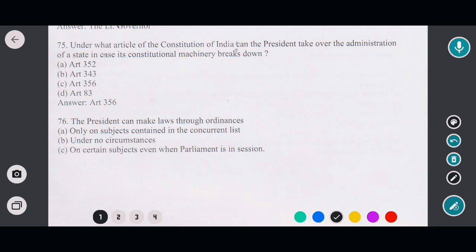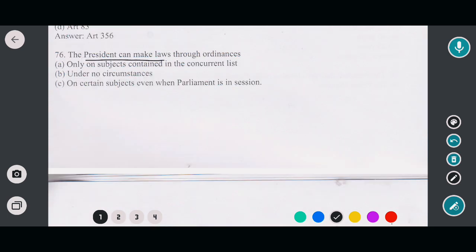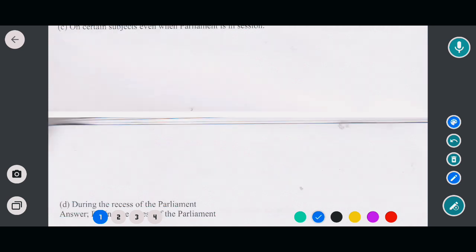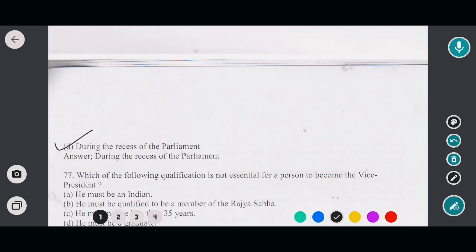Next question is, the president can make laws through ordinances. Options are only on subjects contained in the concurrent list; under no circumstances; on certain subjects, even when the parliament is in session; during the recess of the parliament. So the correct option would be option D, that is during the recess period of the parliament. So now moving to next question.